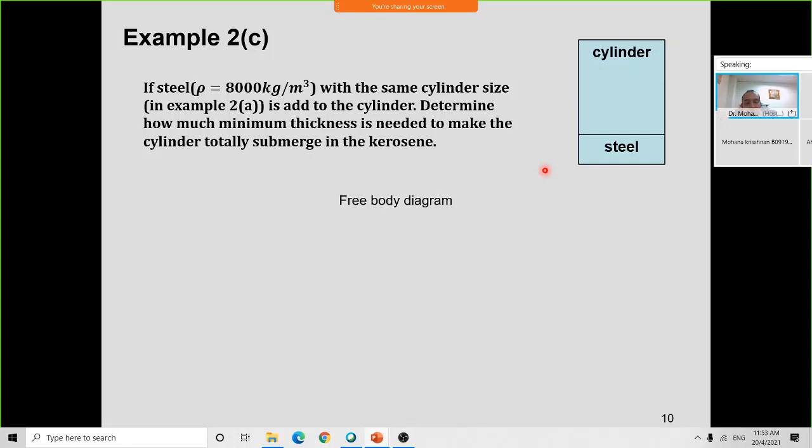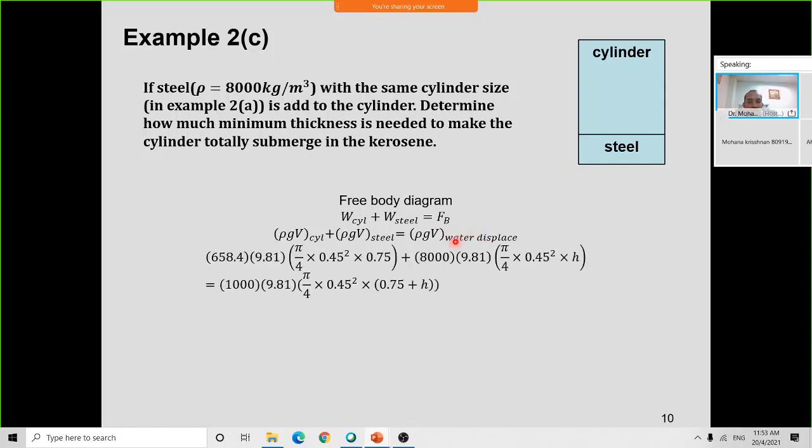Same solution. First is the free body diagram. So now the forces are the weight of the cylinder, the weight of the steel, and also the buoyancy force. W cylinder and W steel act downward. The buoyancy force is the one acting upward. Solve this equation: ρ g V of the cylinder plus ρ g V of the steel equals ρ g V of the liquid displaced.